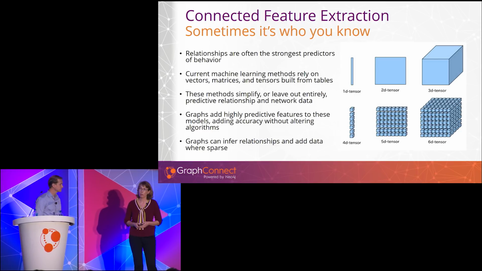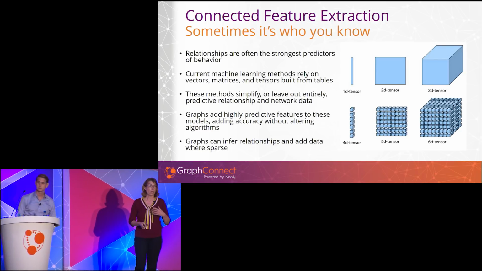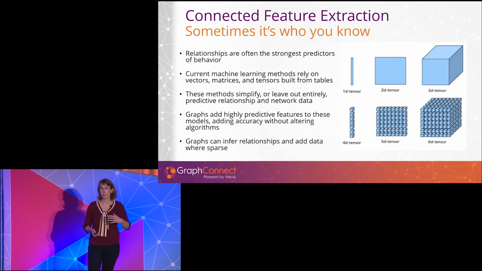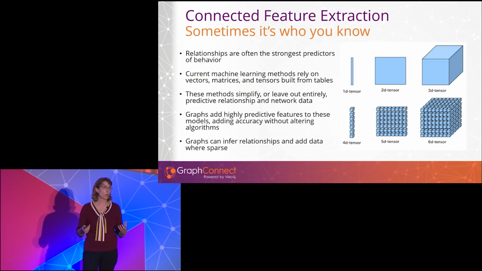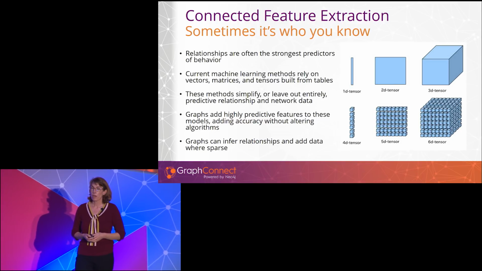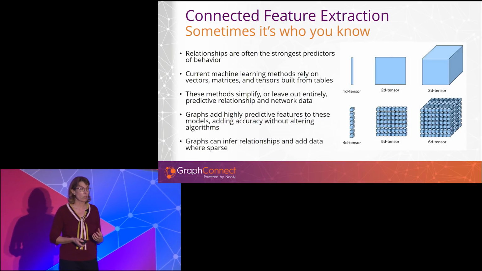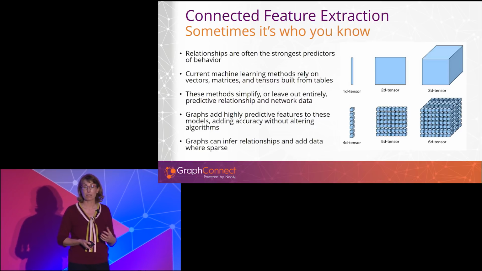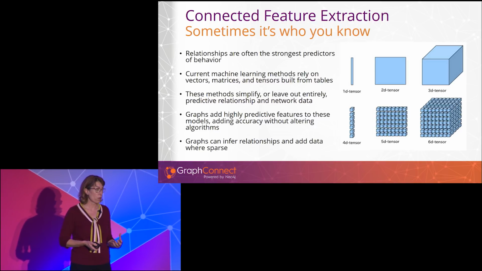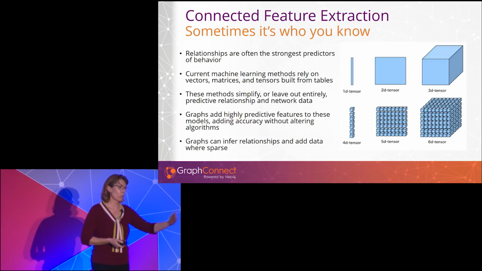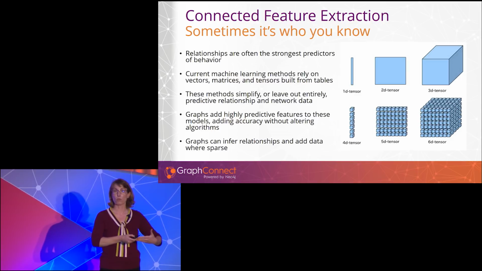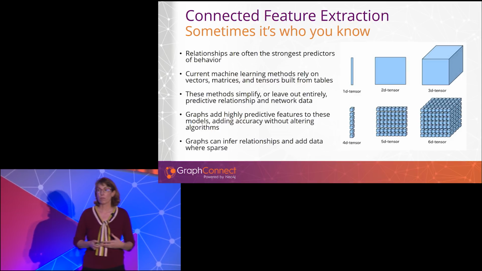Yeah, and you can do that without actually having to alter your model and your other algorithms that you're using as well. So adding those in without having to change what your pipeline might look like. And graphs also are pretty good at inferring relationships. So I'll talk about that in a moment, where relationships don't exist or are very sparse. By using those second, third degree hops, you can infer relationships even if they're distant and don't directly exist. So very good with that.